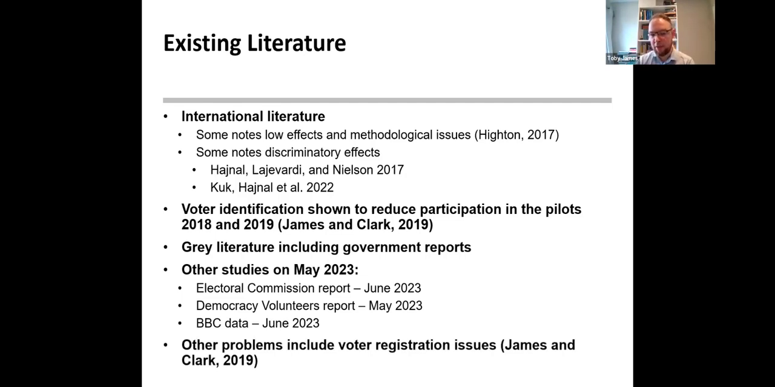And just to also say, by way of background, there are other problems at poll elections in the UK too.